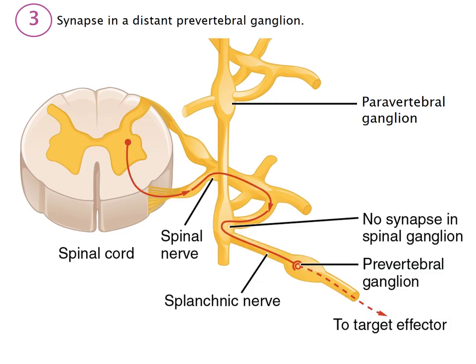Here's the third option. In this option, the preganglionic neuron enters the sympathetic chain, but it doesn't synapse at all. Instead, it goes through the paravertebral ganglion and it exits the chain via a back door, which we'll call a splanchnic nerve. Let's take a look at this example.